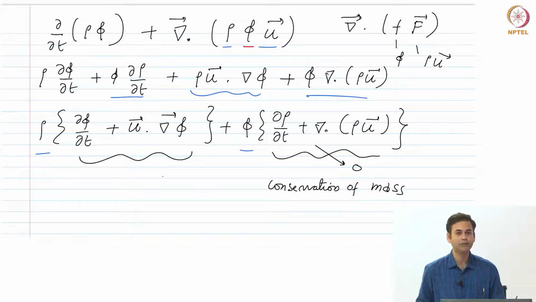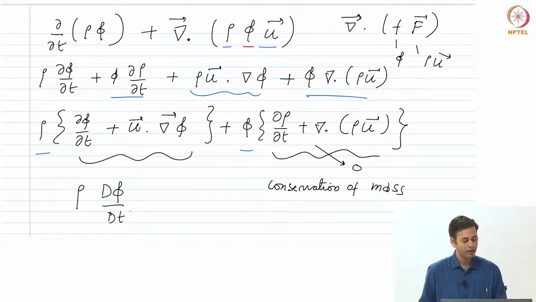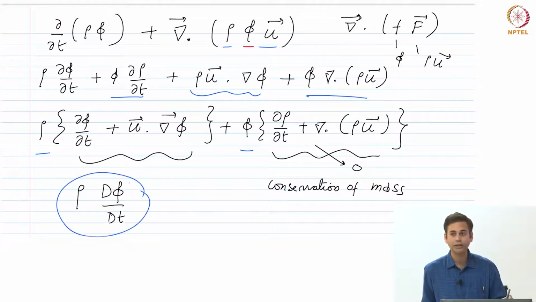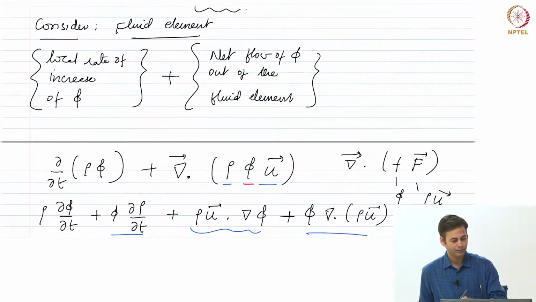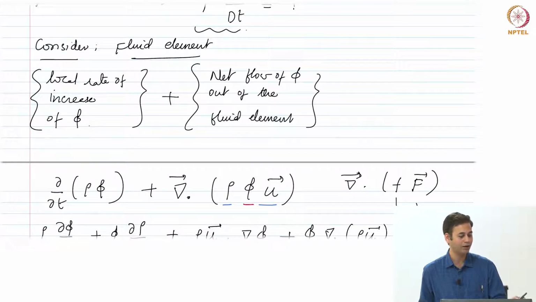Now, what is this quantity that we have here? Partial phi partial t plus u dot grad phi. This is the substantial derivative of phi, right. So, essentially this is rho times d phi dt, right, that is what we have, okay. That means we have just proved that the rate of change of phi per unit volume in a Lagrangian approach is nothing but this, right. So, this is essentially the local increase of phi per unit volume and the net flow out of the fluid element of the phi per unit volume.